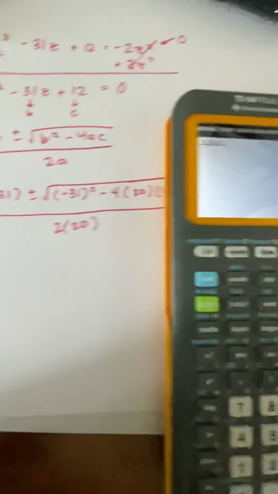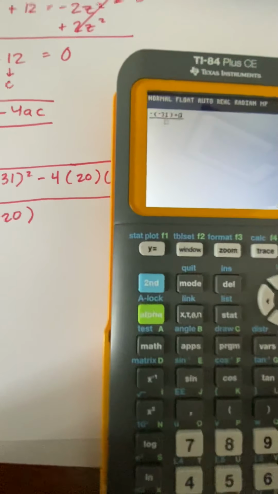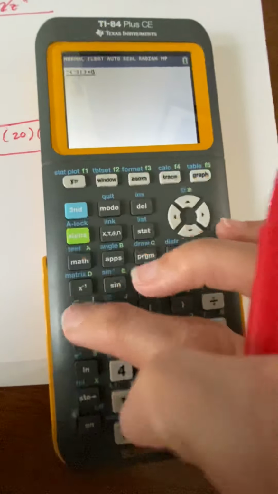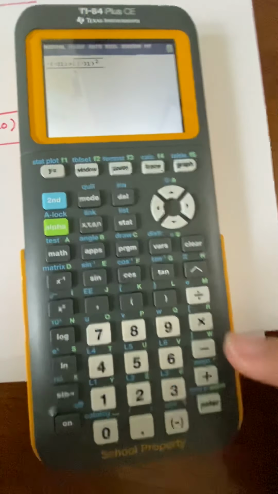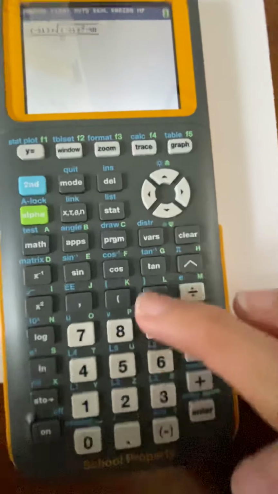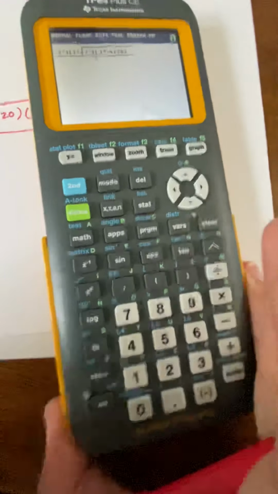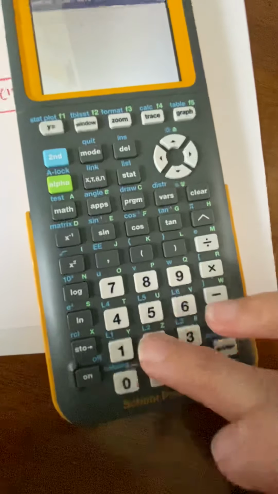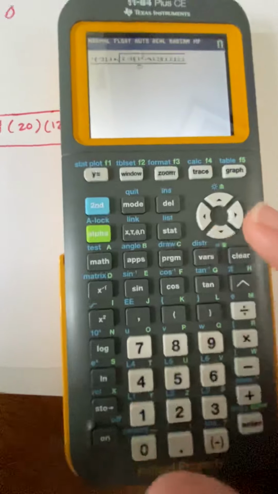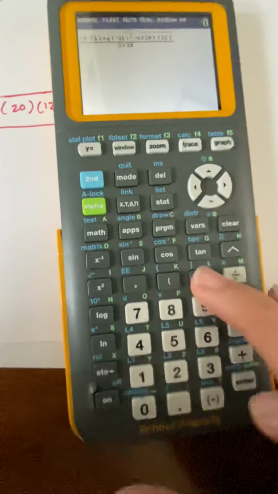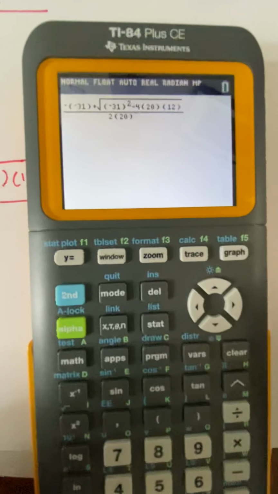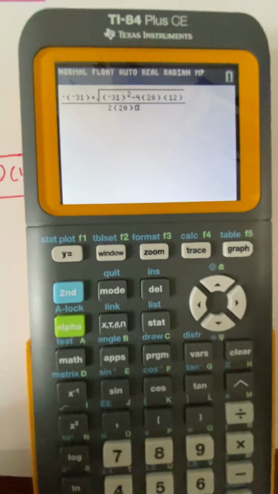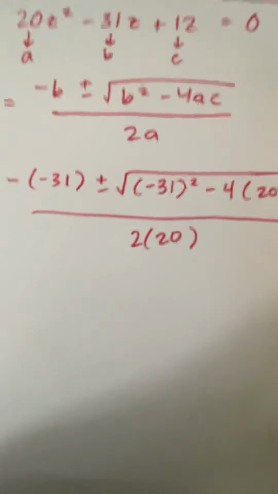So this will look like the opposite of negative 31 plus the square root of negative 31 squared minus 4 times 20 times, what was that last number, 12. Okay, over 2 times 20. And before I hit enter, I'm just going to make sure that looks right. So negative 31 plus the square root of negative 31 squared minus 4 times 20 times 12 over 2 times 20. Is that what I have here? It certainly is.